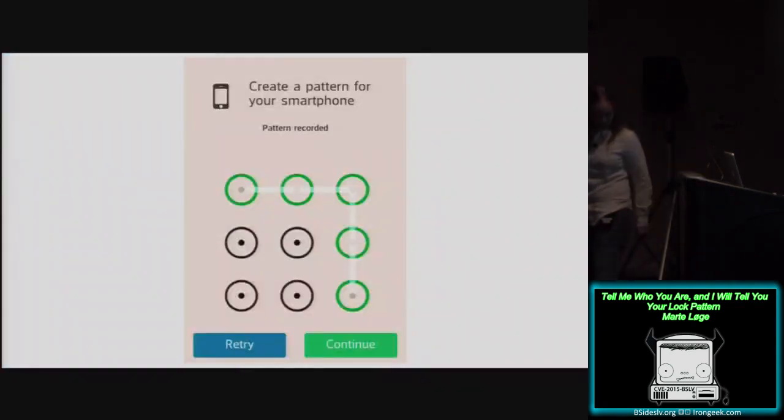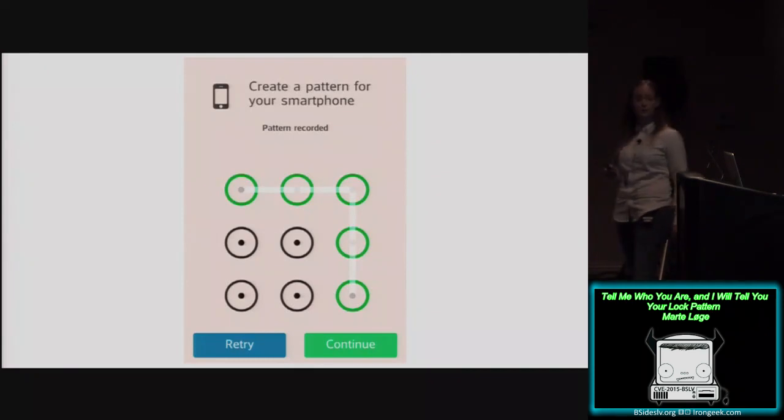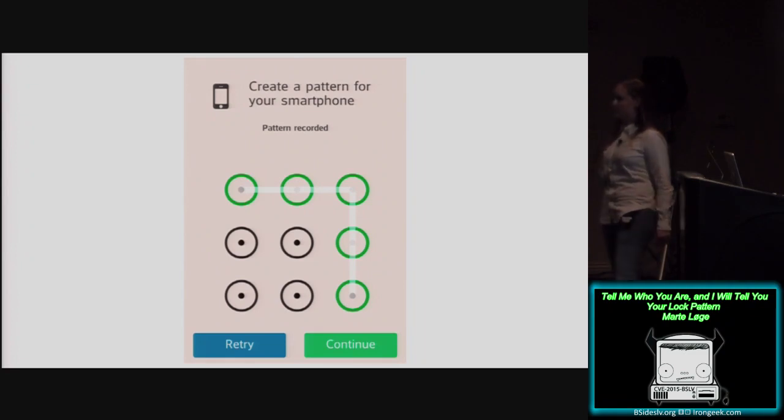So I have collected about 3,400 user-created patterns from an interactive survey, only running on the mobile phone. So it's collected from its intended environment.